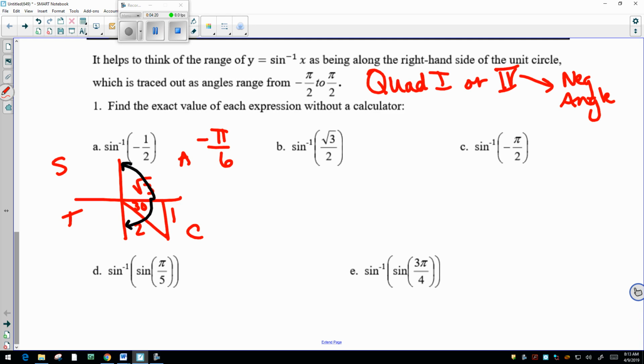Okay, looking at letter B. Again, I'm looking for the angle whose sine ratio would give me positive square root of 3 over 2. So sine is positive in our first quadrant, because again, your options are either 1 or 4. It's positive in your first quadrant. We have opposite over hypotenuse, so the other side is 1. That makes this an angle of 60. So in radians, it would be a positive pi over 3.